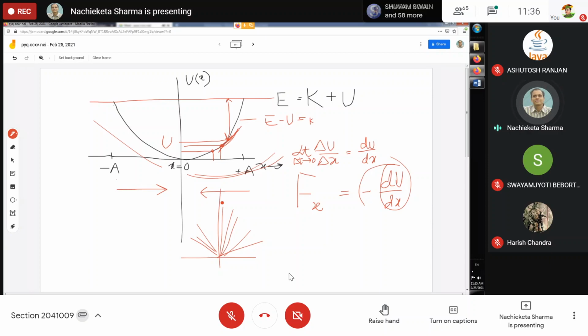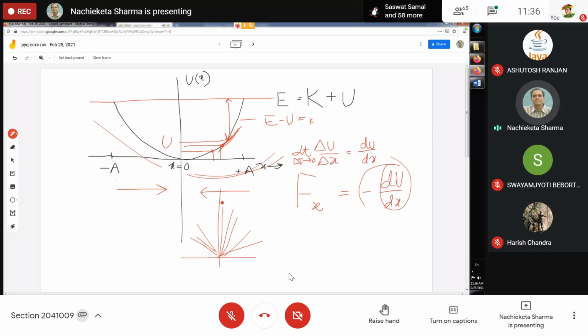Such a force is called a restoring force. When the glider is displaced to either side of x equals 0, the force tends to restore it back to x equals 0. That's why it is known as a restoring force, because it tries to bring back the displaced body to its relaxed position, its equilibrium position. We say that x equals 0 is a point of stable equilibrium.